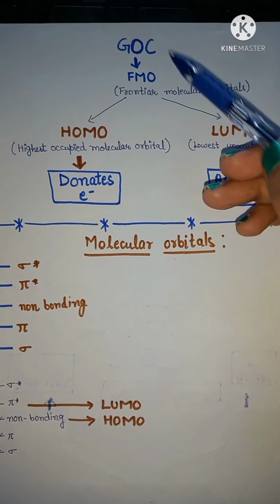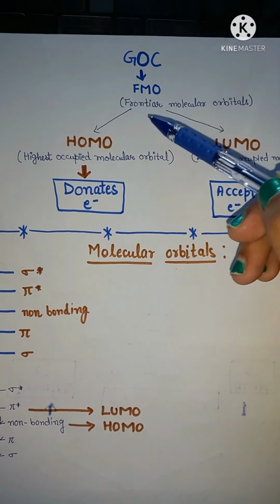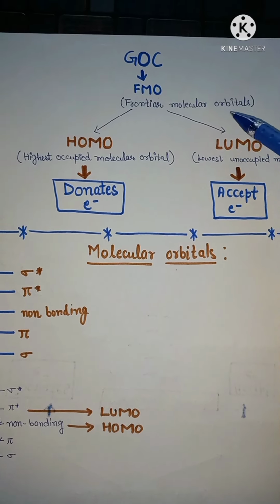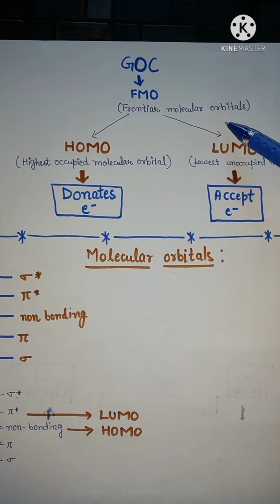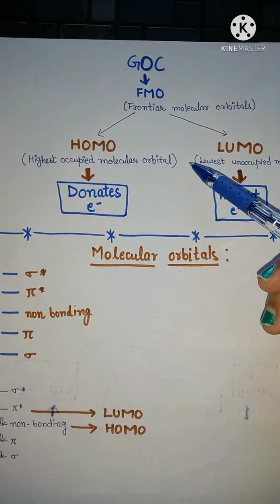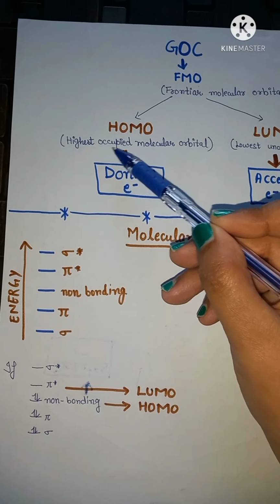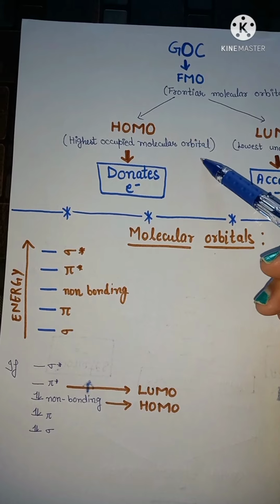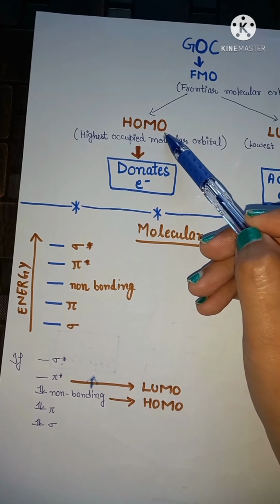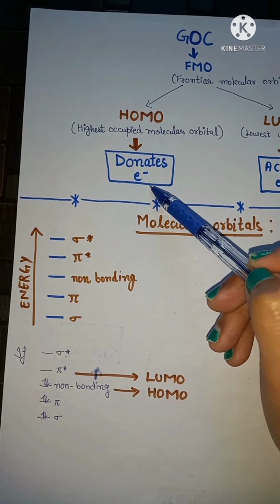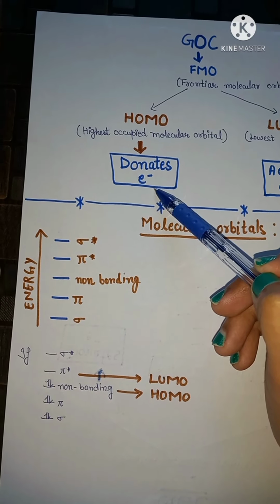Hello everyone, this is the GOC series and the first topic that we complete in this series is FMO. FMO is frontier molecular orbitals. These orbitals participate in a chemical reaction, and the FMO, that is frontier molecular orbitals, are of two types. The first one is HOMO, that is highest occupied molecular orbital. This simply donates electrons. In a chemical reaction, this orbital will donate electrons.